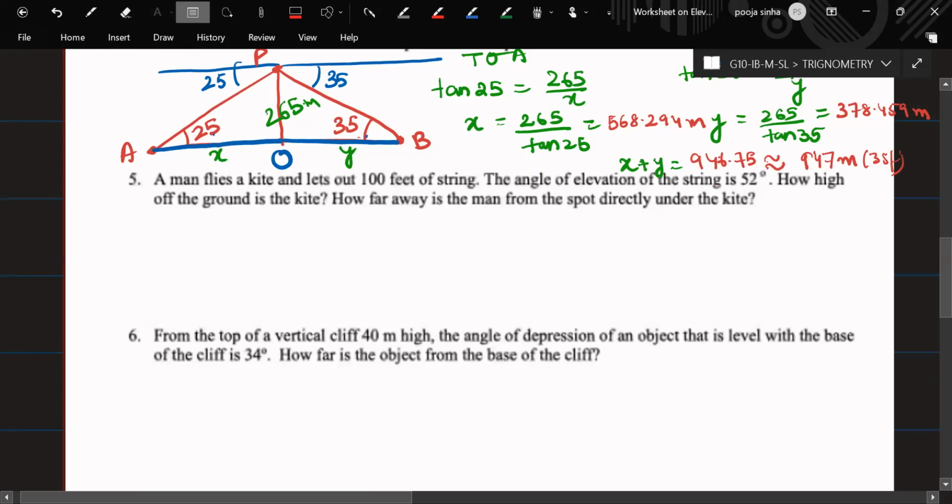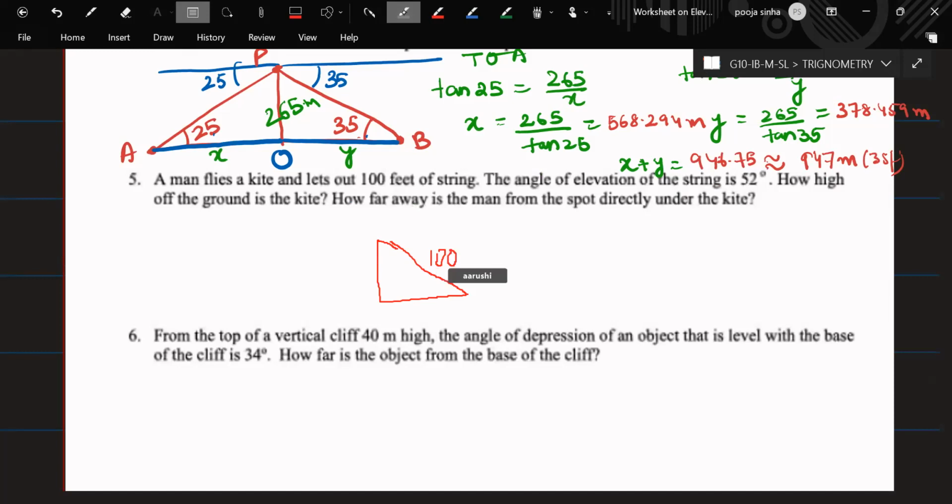A man flies a kite and lets out 100 feet of string. The angle of elevation of the string is 52 degrees. How high off the ground is the kite? How far away is the spot directly under the kite?